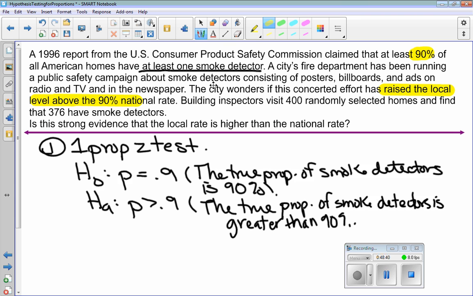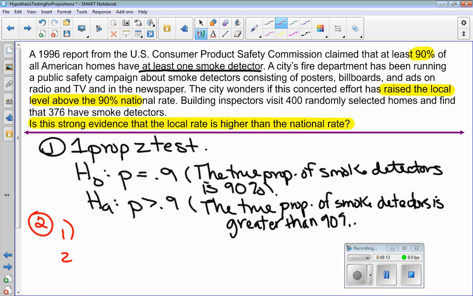So, can you kind of see this question? Do we have evidence that the local rate is higher than the national rate? So in other words, did our campaign that we had, a public safety campaign, did it work? That's another way to ask the question, right? Did it work? And we're going to do a hypothesis test to see. What's step 2? The conditions. Let's check them.